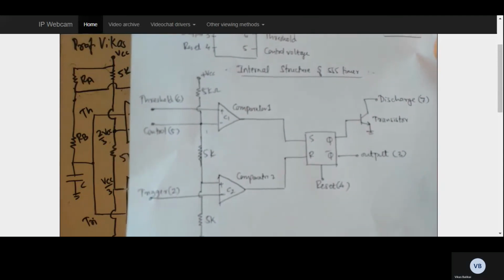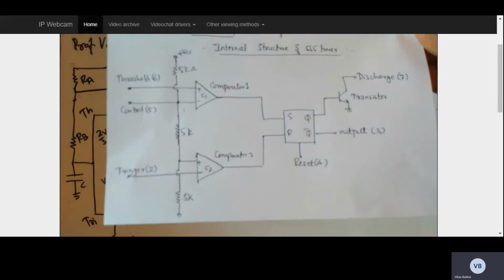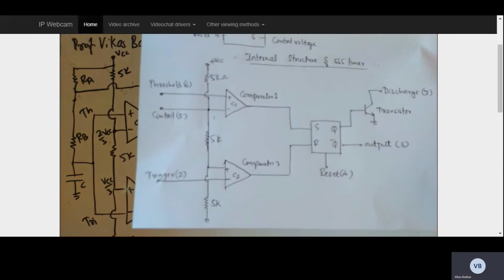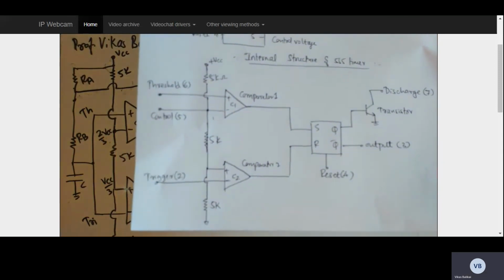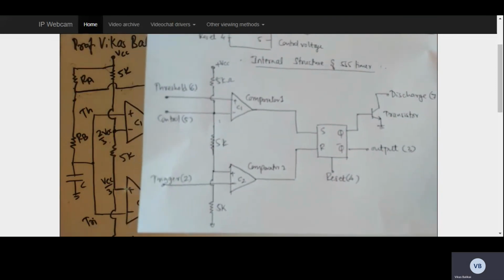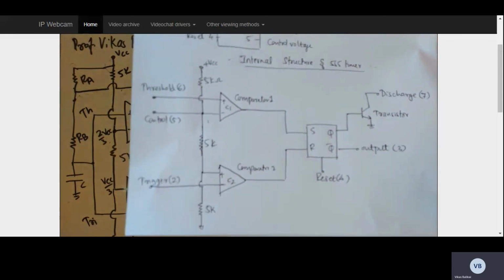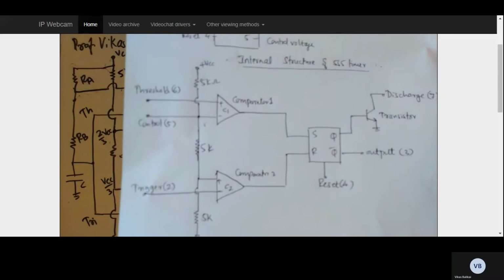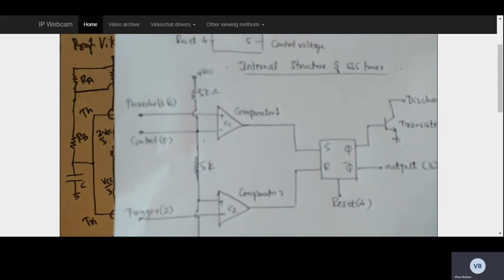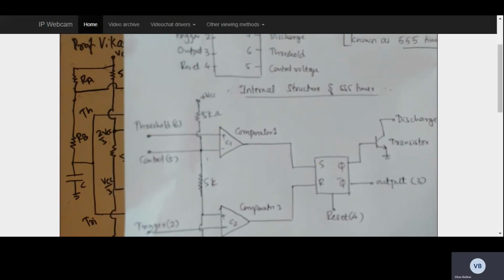Due to this charging and discharging only, I am going to obtain square waveforms. Now here, as you can see, there are three 5 kilo ohm resistors connected from VCC to ground, in between comparator 1 and comparator 2. Because these are 5 kilo ohm resistors, hence the name 555 timer. This is how the name came into existence. It is one of the most versatile integrated circuits, introduced first by Signetics Corporation, and it has a very wide spectrum of applications.